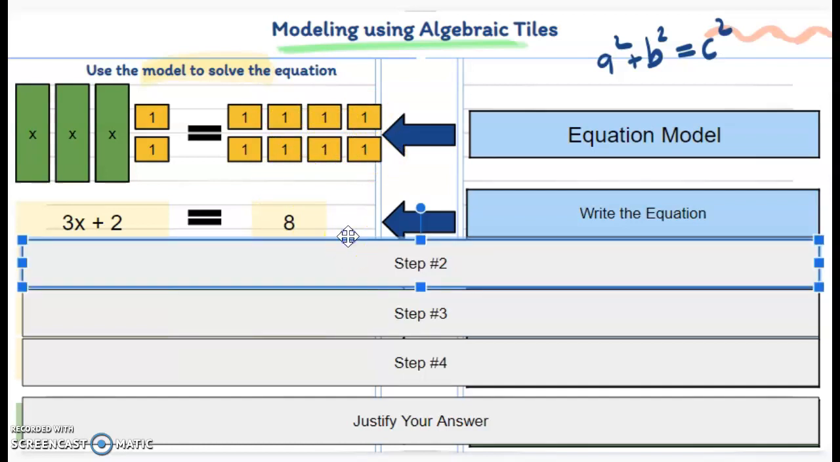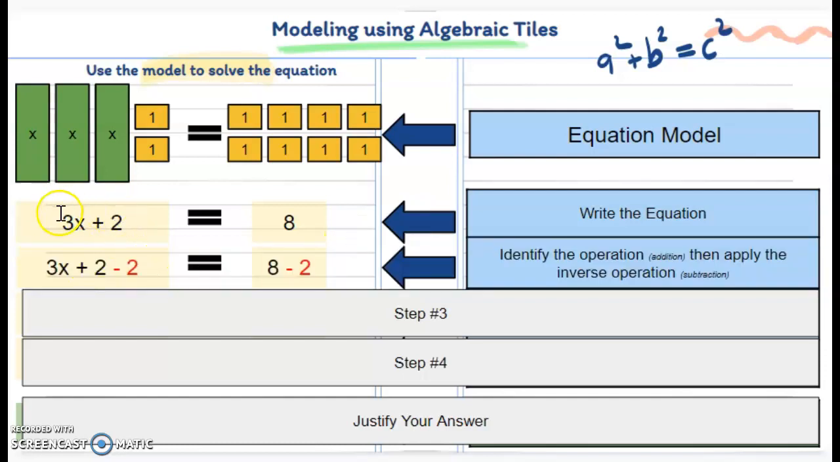Now we're going to solve for our variable. The first thing we can do is find out that our variable is attached to this 3. So we look at this 2 over here. What's the operation that's happening? It's a plus 2. So we need to do the inverse or the opposite operation, which is a minus 2. So I did that in red for you down here.